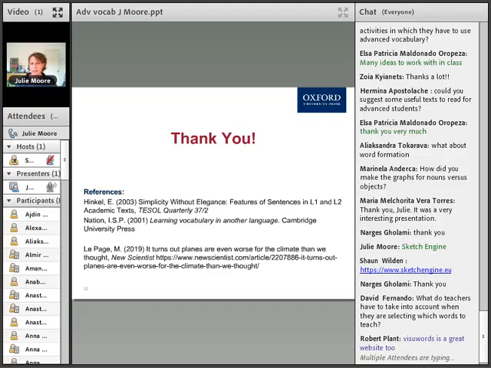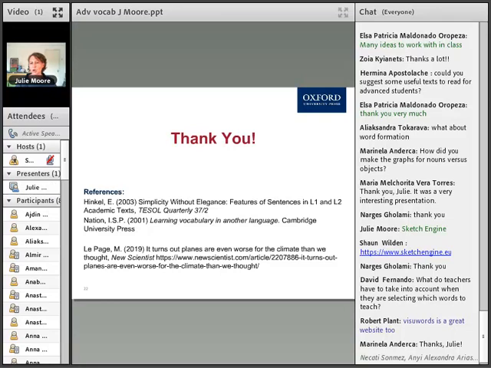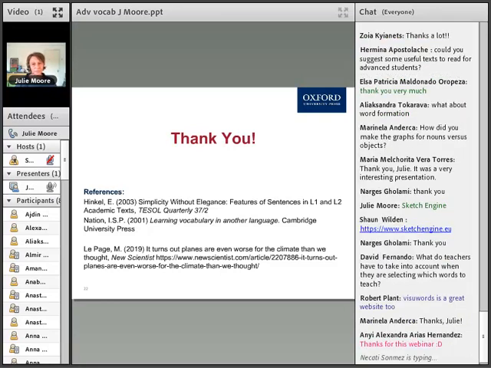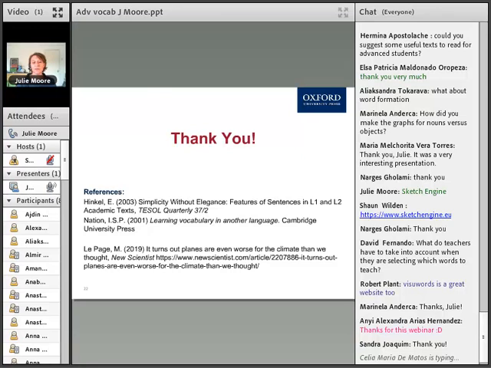One more quick question. How did you make the graphs for nouns versus objects? I used a tool called Sketch Engine. Let me just pop that in the box for you, unless Sean beats me to it. Sketch Engine, it's a great tool. There's a free version which will allow you to do some things. I use a paid version which gives me more facilities, but it's something to go and have a look at and play with if you want.